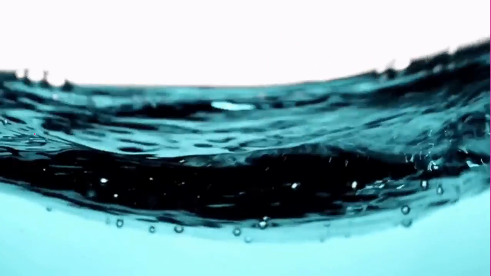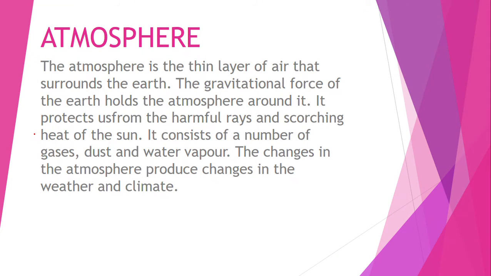So, water, both salt water and fresh water. Now, atmosphere. Atmosphere is the thin layer of air that surrounds the earth. We know the layers of the atmosphere: troposphere, stratosphere, mesosphere, exosphere, etc. Seven of them would be there. I will tell you about them.